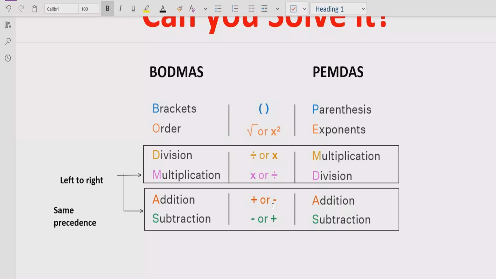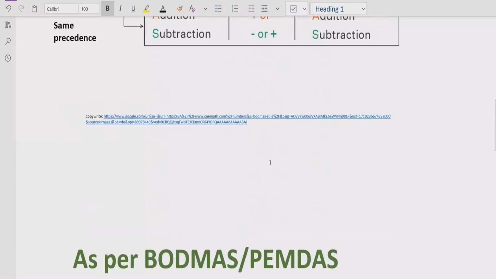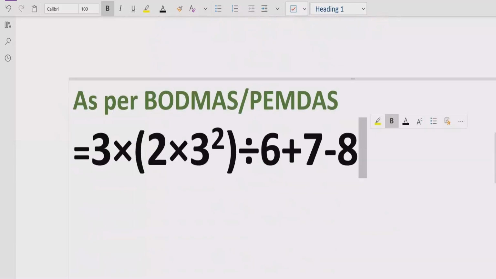Step number 3, you have to solve division and multiplication. So what you have to do is go left to right in your expression and find division and multiplication. Both have similar precedence, so you can solve whichever is coming first. Similarly, for addition and subtraction, we have the same rule. We can solve addition first if it is coming first, and we can solve subtraction first if it is coming first. Now let's move forward to solve the given expression.